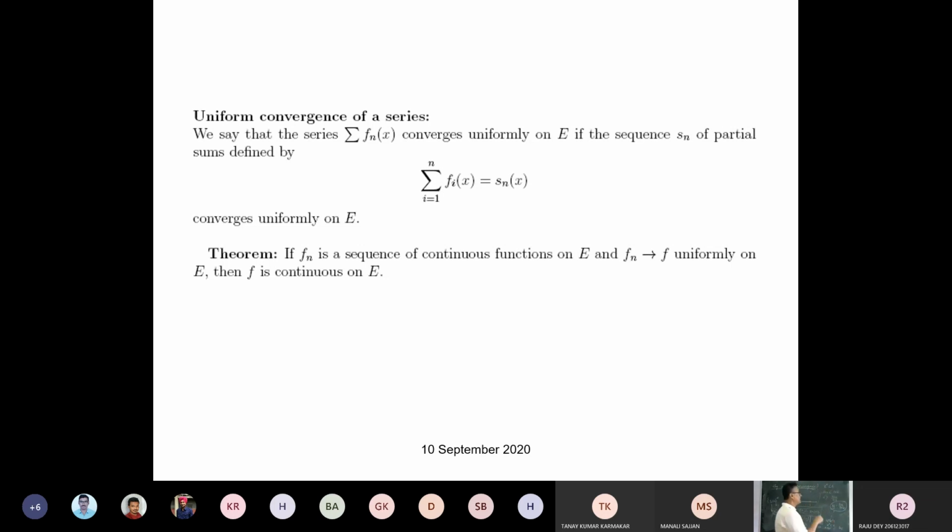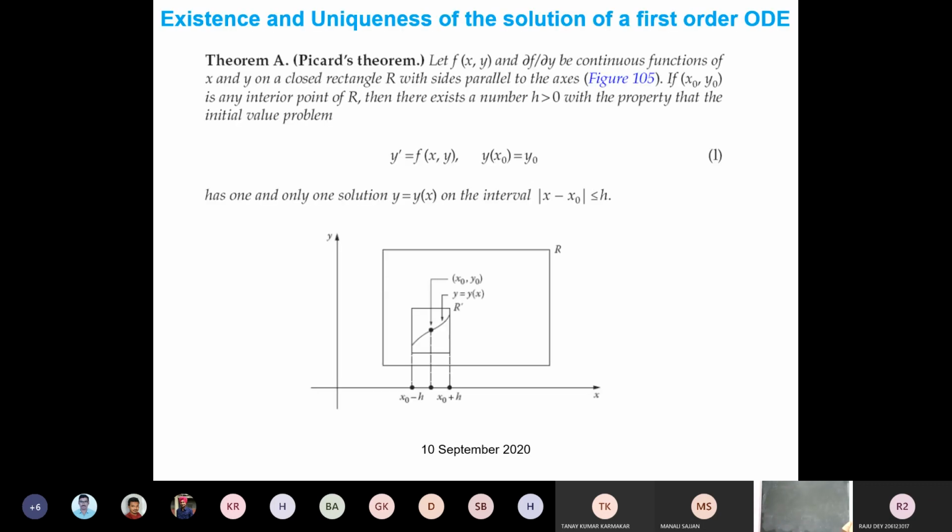And again, this uniform convergence of a series, you already know how to prove the convergence of a series. So what we are going to do is generate a sequence of nth partial sums. And if we can prove that the sequence of nth partial sums is convergent, then the given original infinite series is also going to be convergent. That is what we know.